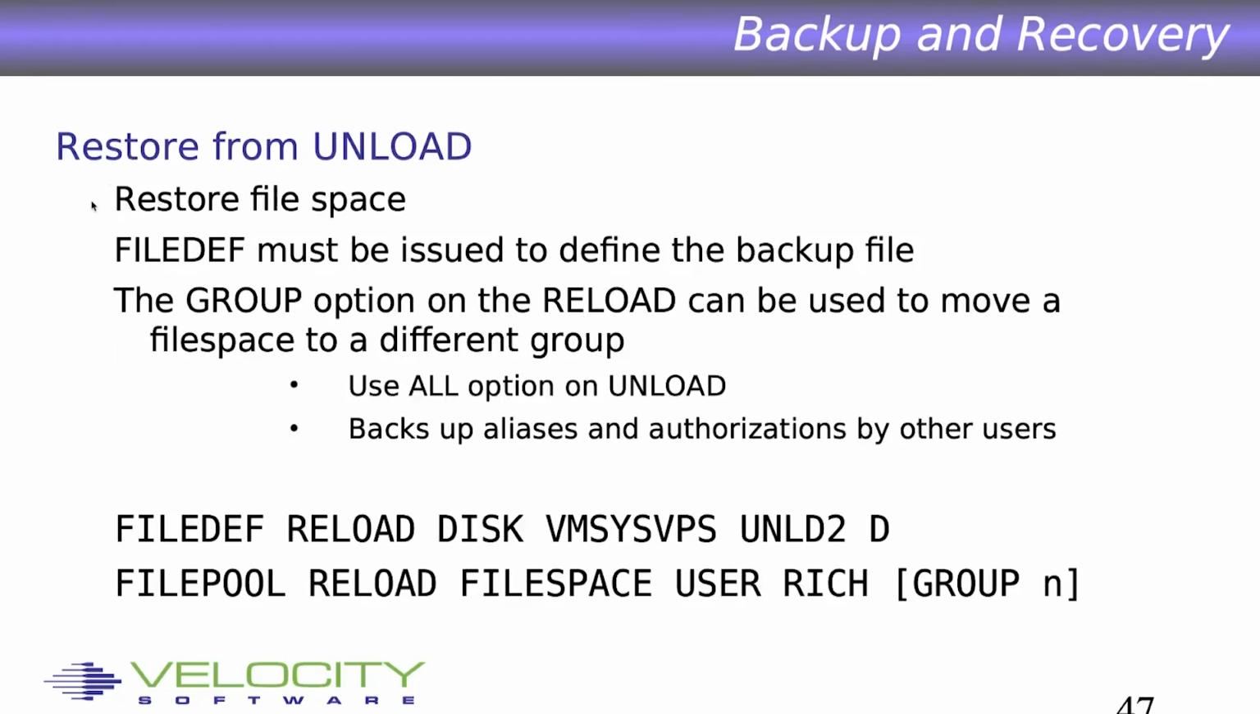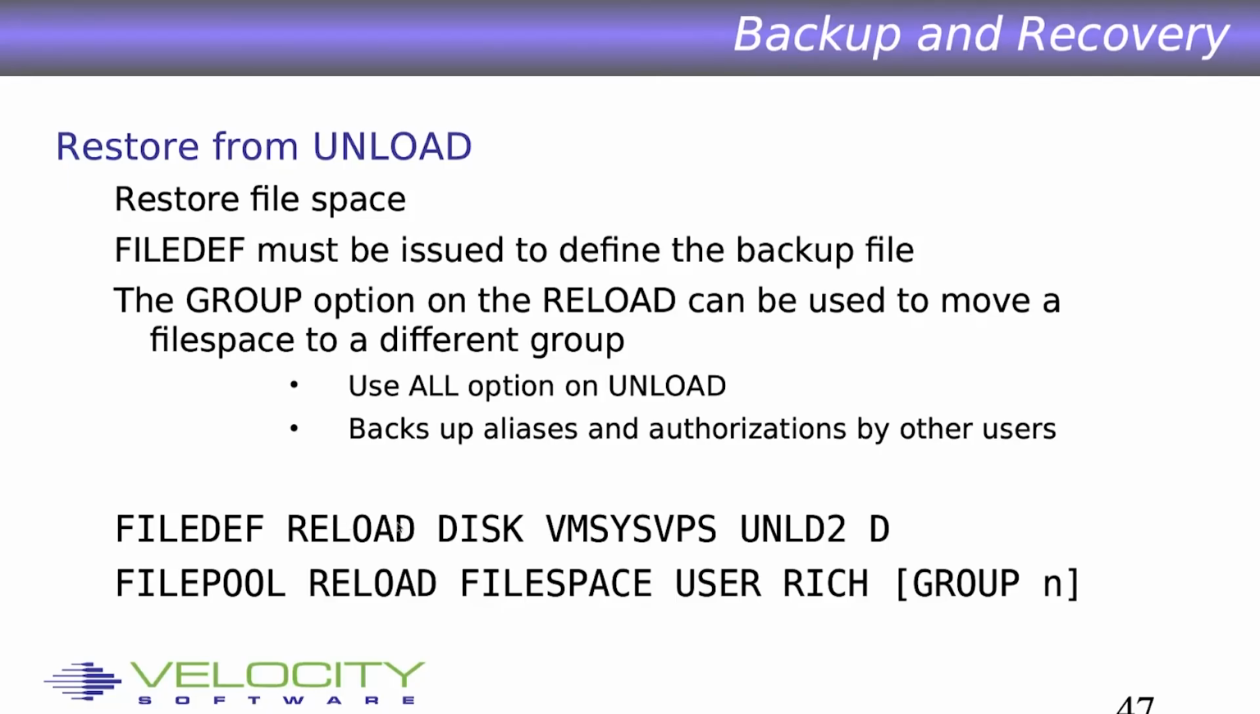To restore a file space, a file def again must be issued, and the group option on the reload can be used to move a file space to a different storage group. So if you have a user, for instance, in group 2 and you want to move them to storage group 3, you can do that without having them copy their own files. You just take a backup and do a reload specifying the different group, the new group number, I should say.